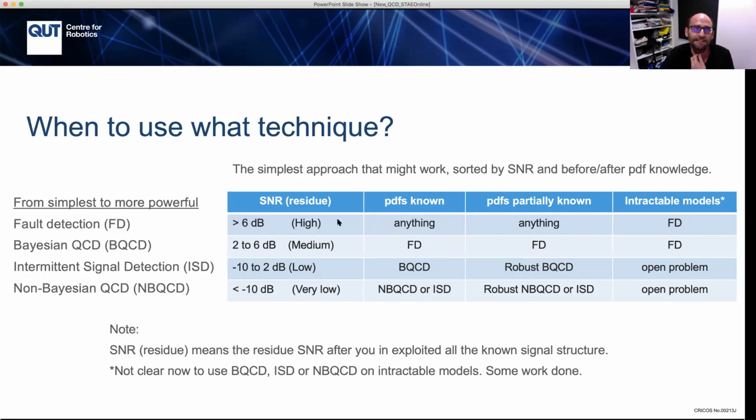So the takeaway message is if you've got medium to high SNR, probably something like fault detection is enough, and that's probably why it's well known. When you have lower and lower SNR, you need more and more sophisticated techniques. These two, Bayesian quickest change detection and non-Bayesian quickest change detection, are part of the story I'm going to talk about today. These problems over here, where you don't know too much about the models, perhaps they're not even in a parameterized class of PDFs, are open problems and they're challenging. At least I don't know how to solve them.